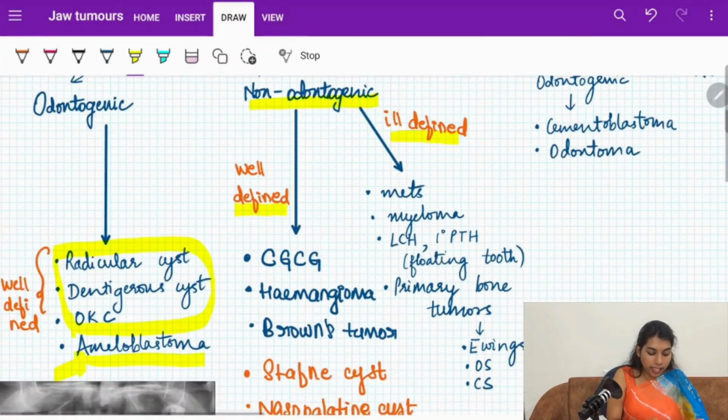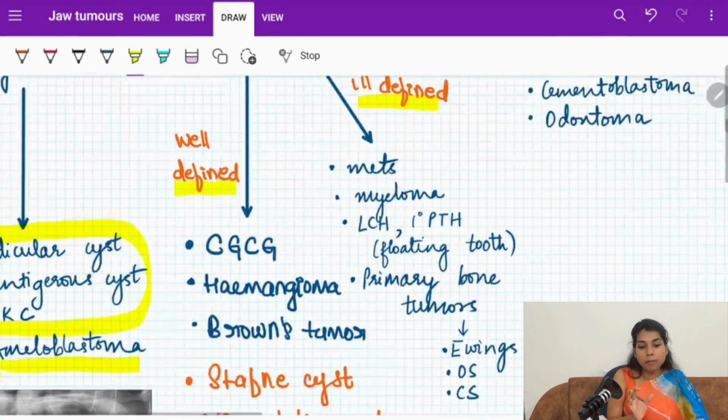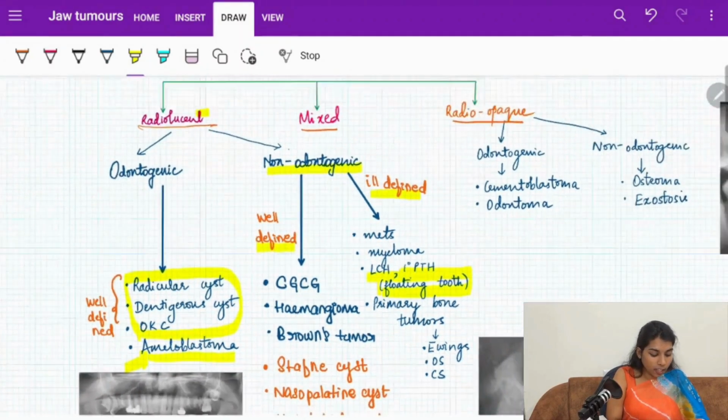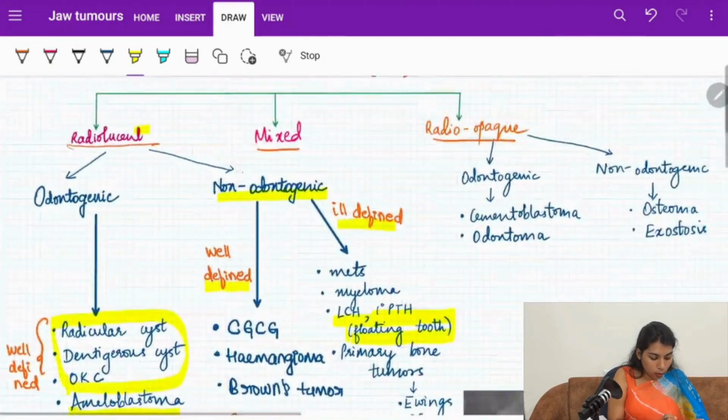Among the ill-defined margins, that is the malignant lesions, we have, similar to bone tumors, the mets, myeloma, lymphoma, primary bone tumors like Ewing sarcoma, osteosarcoma, chondrosarcoma, and most importantly, Langerhans cell histiocytosis coming with a floating tooth appearance on an OPG. Now we are done with the radiolucent lesions.